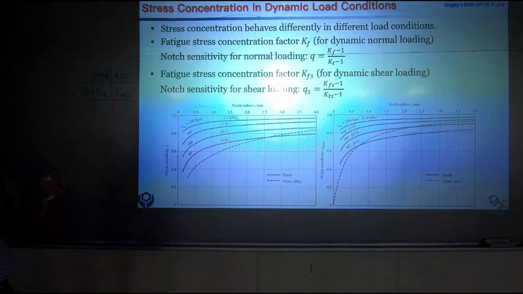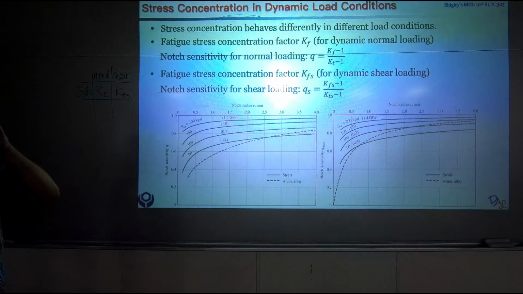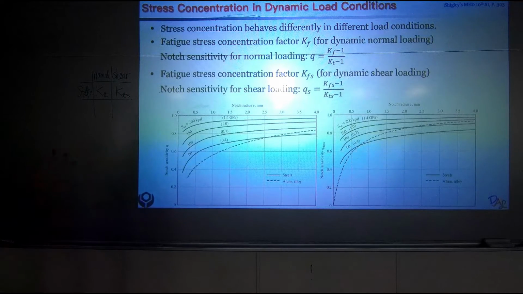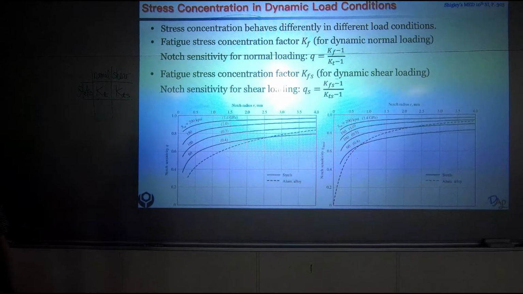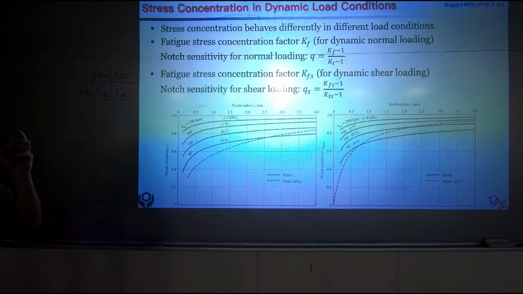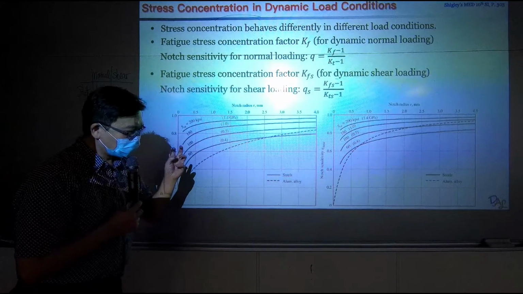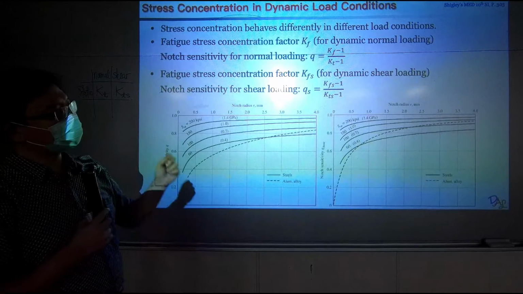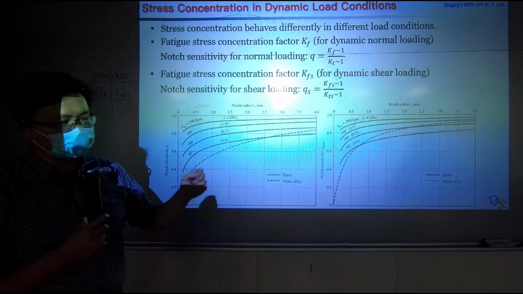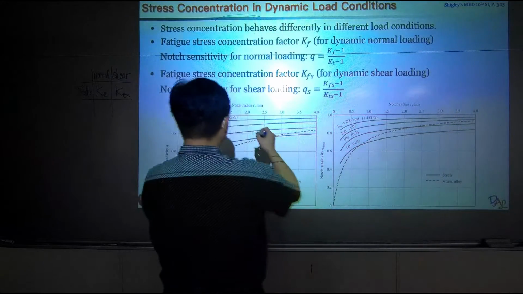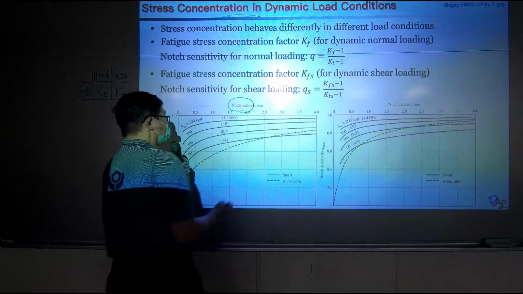So how about the dynamic loading? The way researchers approach this area is they figure out the stress concentration behavior varies depending on the size of the notch. Okay, so there is something we call the notch radius.